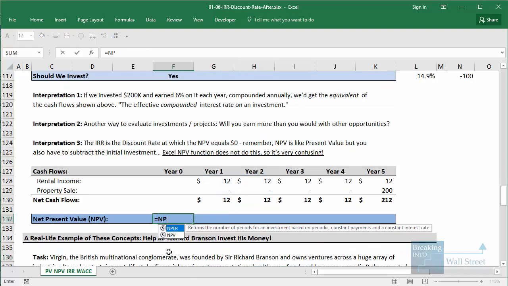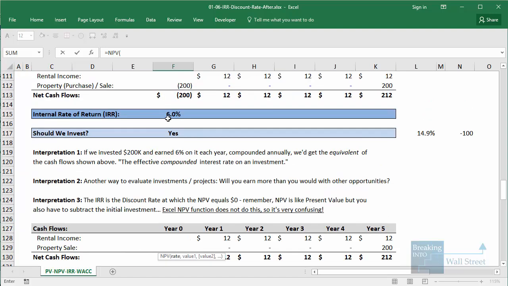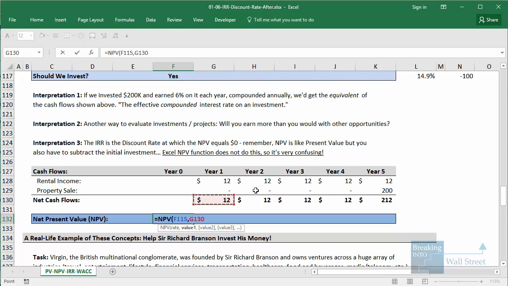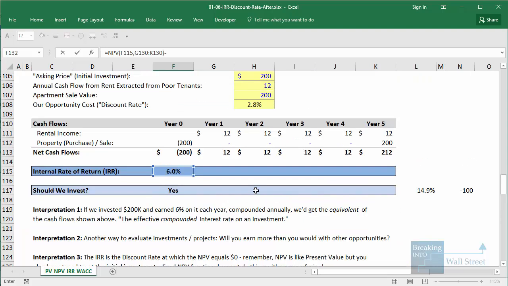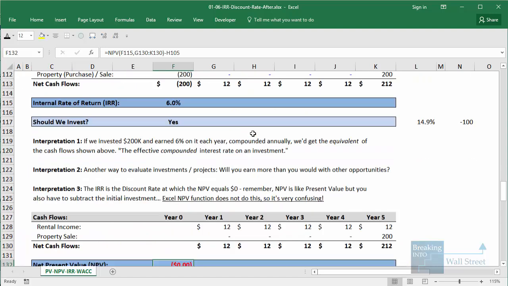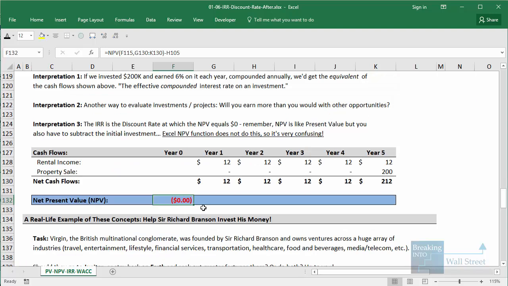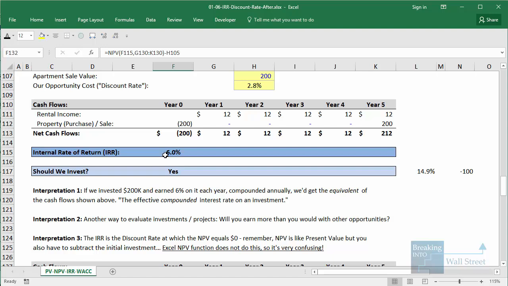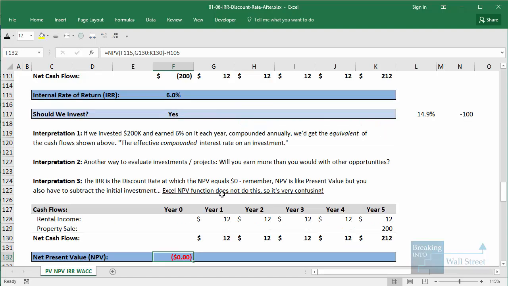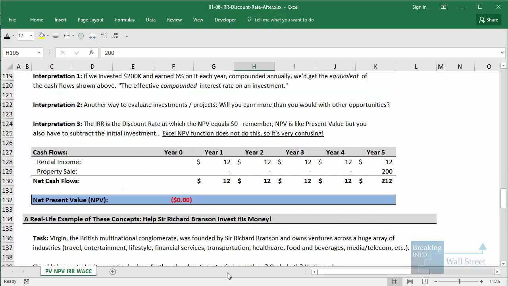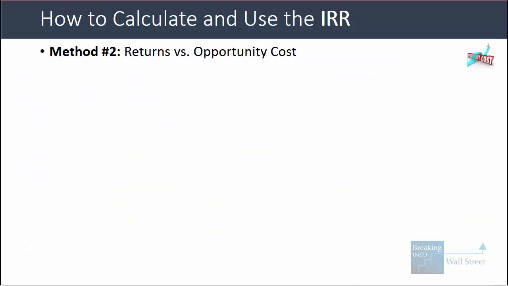And then to calculate the NPV, we can just go up and use our IRR for the discount rate, apply it to these net cash flows, and then we can subtract our asking price right up here, and we can see it comes out to almost exactly 0, which shows how the IRR is the discount rate at which the NPV of an investment is 0. So those are a few different ways that you can interpret this.